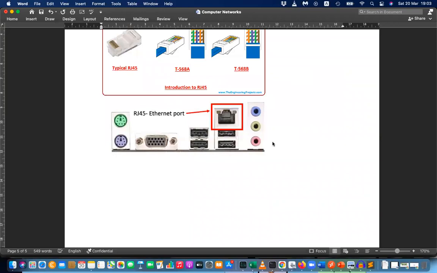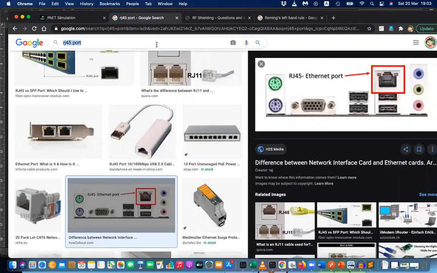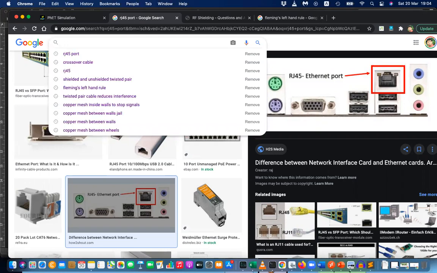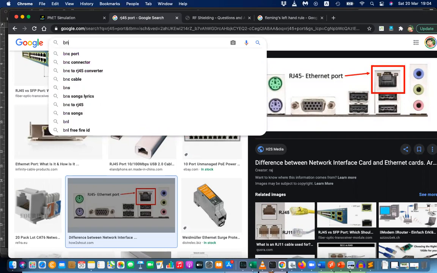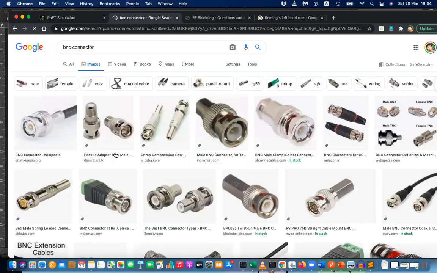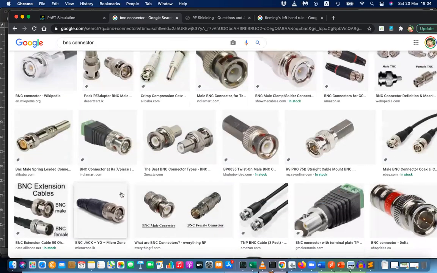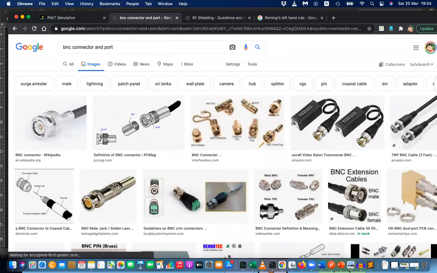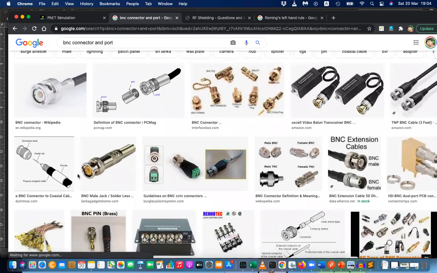And there's another thing, as I said, the BNC port. BNC connector and the BNC port. This is the BNC port, similar to that antenna wire port. And this is the connector and port. Port is something like this. This is the BNC connector and this is the BNC port.